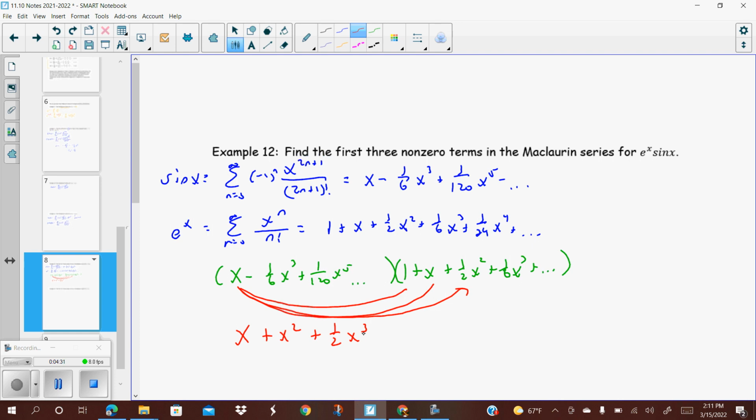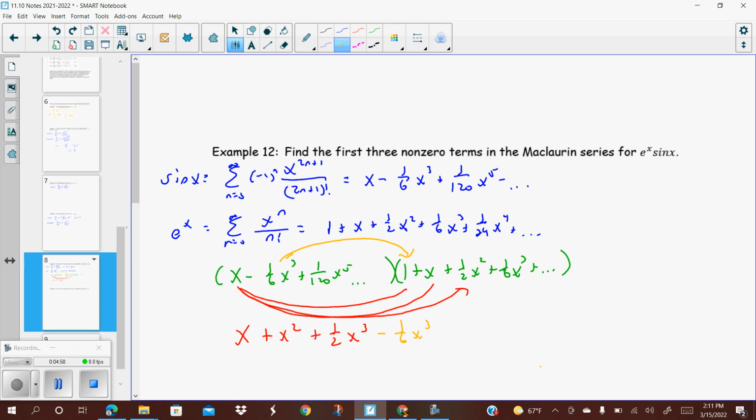Well, I can't have any terms that are in between x squared and x cubed or anything, so it looks to me like the highest power term of the first three terms is going to be an x cubed. So I really only need to multiply things enough to get me to x cubed. Now this next one will be -1/6 x cubed times 1. So I have minus 1/6 x cubed.